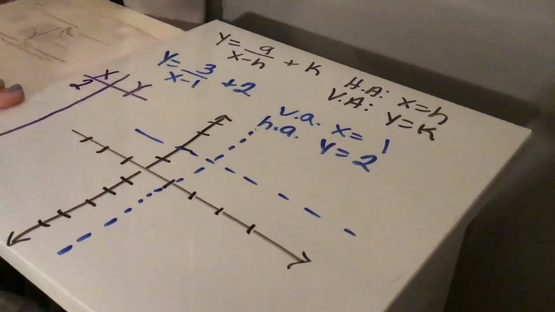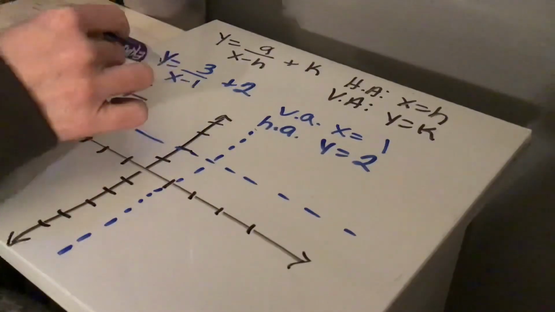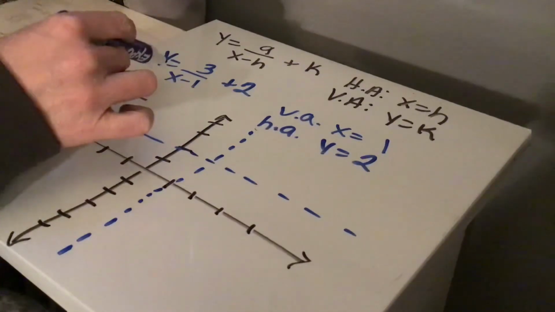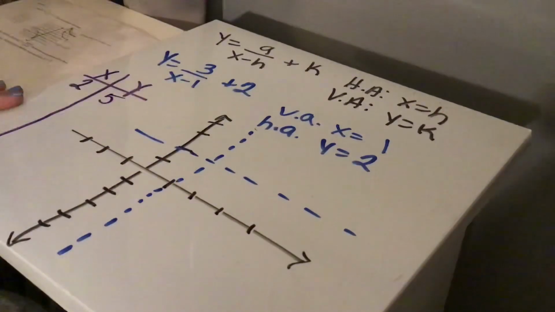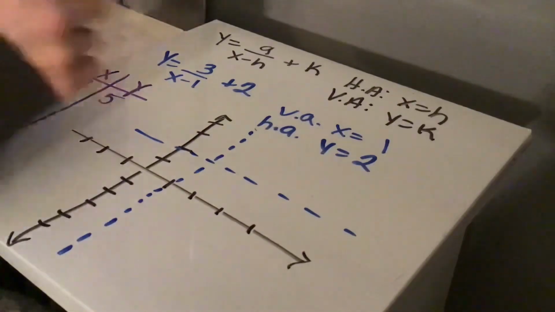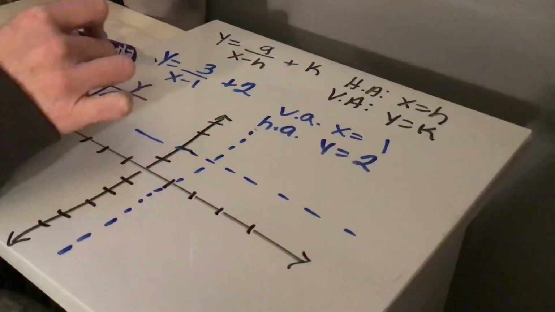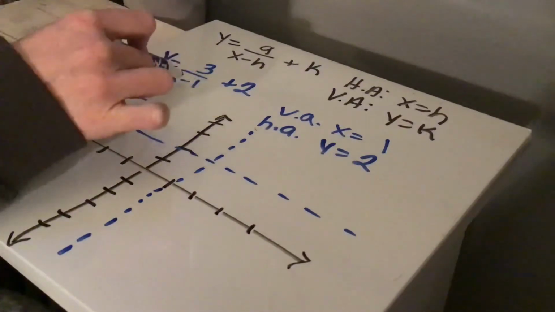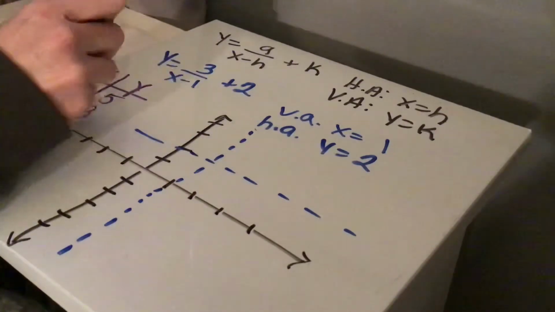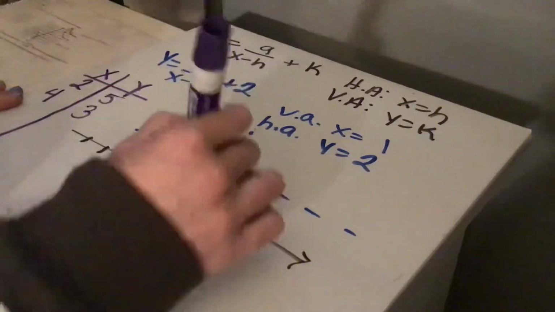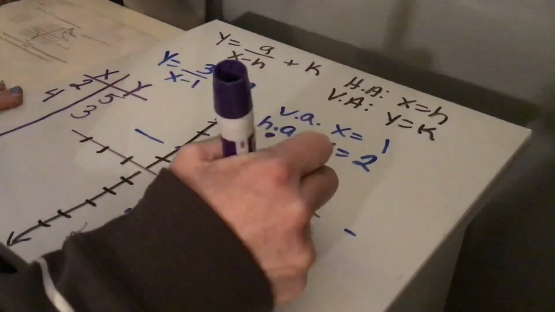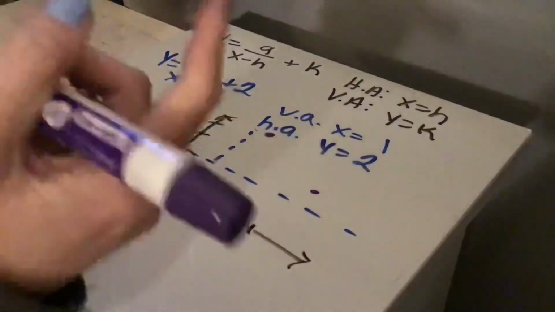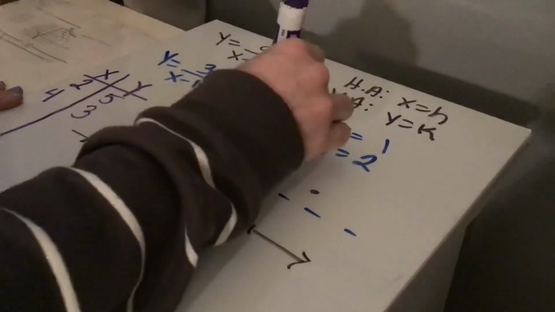So when x is 2, we get 3 over 2 minus 1. 2 minus 1 is 1. 3 over 1 is 3, plus 2 is 5. Then when x is 4, we get 3 divided by 4 minus 1. 4 minus 1 is 3. So 3 over 3 is 1, plus 2 is 3. Okay, so 2, 5, and 4, 3. Okay, it's not a straight line, even though there's only 2 points. So our curve goes something like this.